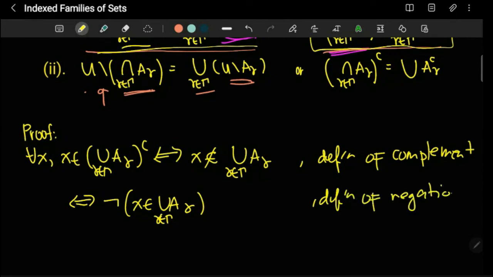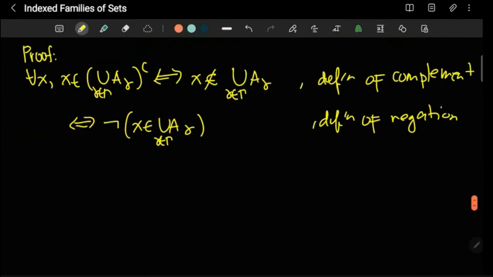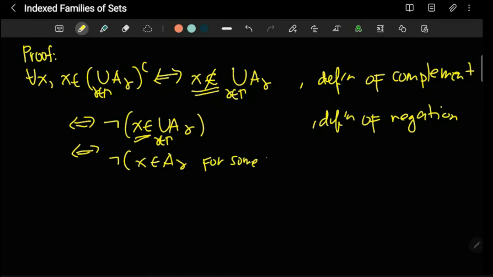Again, we cannot use the definition of union right away because we do not define "x is not in." What we define is "x is in." So we need this form, not this form. We're keeping the negation outside. So this means that it is not true that x is in A sub sigma for some sigma in the indexing set. Again, that's the definition, this time, of arbitrary union.